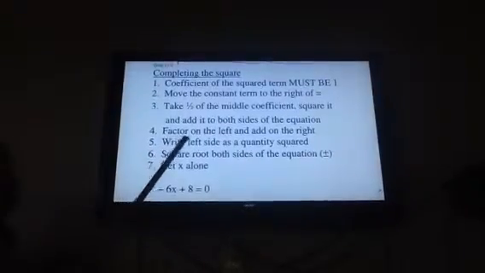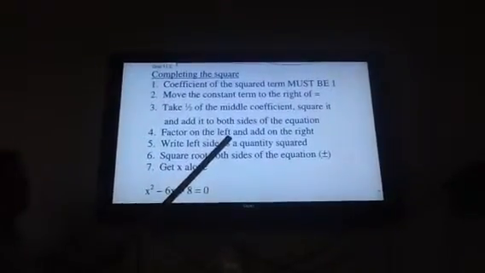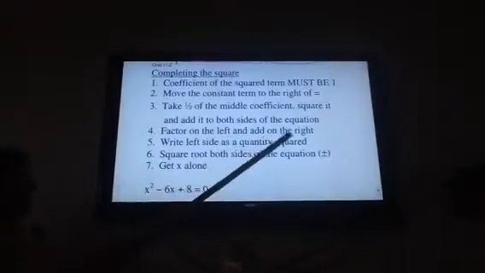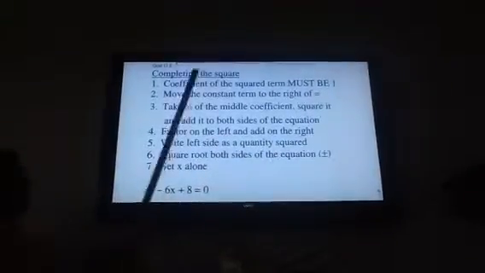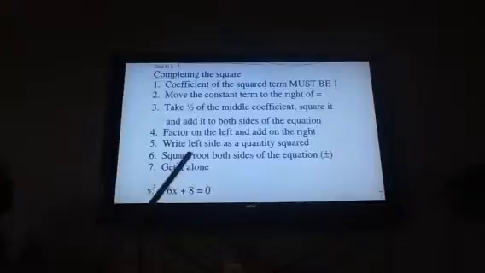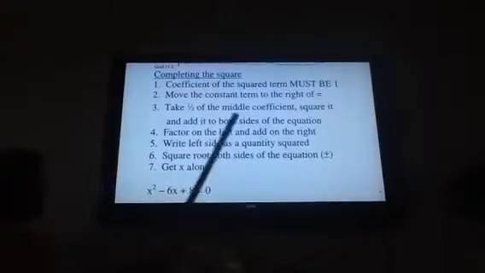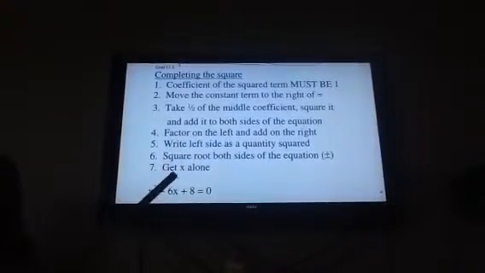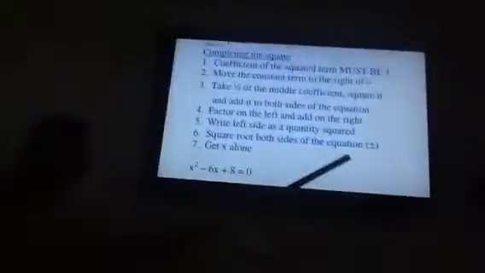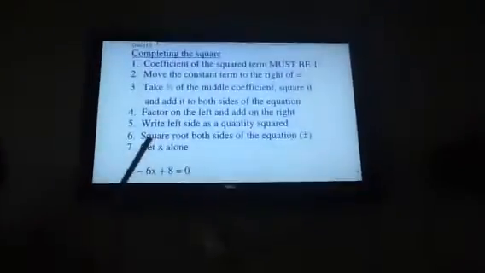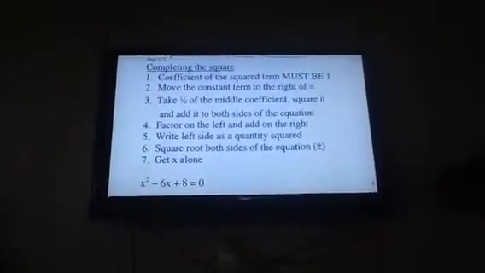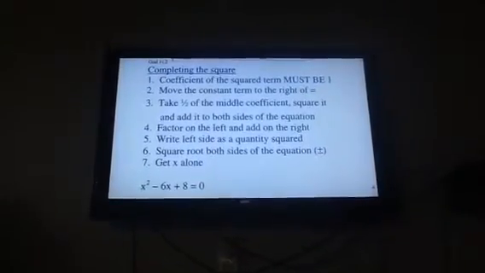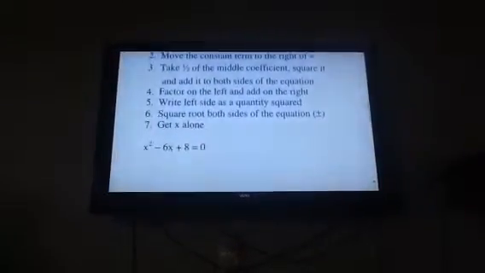Then you're going to factor on the left side, because we'll have a factorable trinomial, and then you're going to add on the right side. Then you're going to write the left side as a quantity squared, and then we're going to apply the square root method, which we just did. Square root both sides of the equation. Don't forget plus minus, and then get your x. Okay? Are you ready? Okay, here we go.